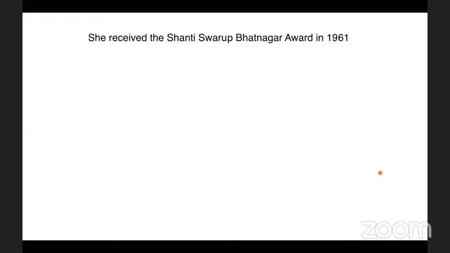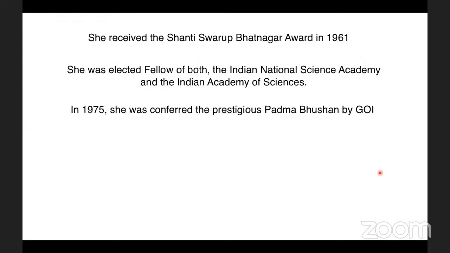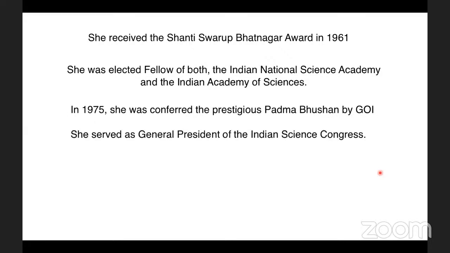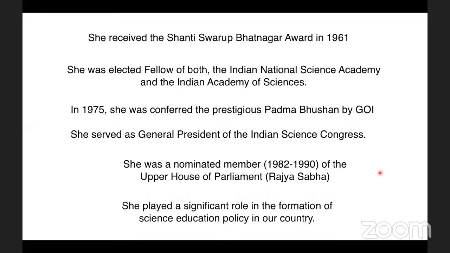So she received the Shanti Swarup Bhatnagar Award in 1961. She was elected fellow of both the Indian National Science Academy and Indian Academy of Science. She got the Padma Bhushan. She served as the general president of the Indian Science Congress. She was the first woman president. She was a member of the Rajya Sabha for 8 years, nominated by the president of India. She played a significant role in formation of science education policy in our country.